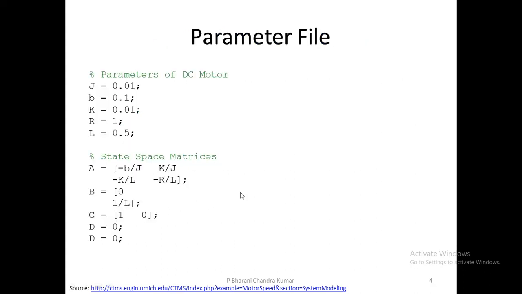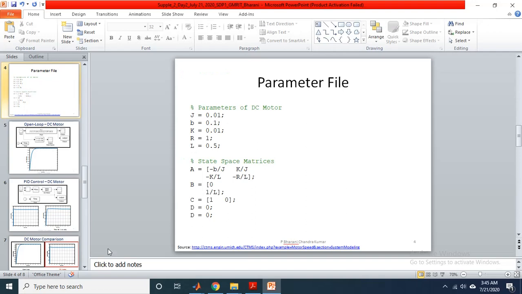First of all, we have to create the parameter file. The parameters have J, B, K, R, L. These are the plant parameters, and these are the state space matrices. D equal to 0 has been typed 2 times. You can delete one. If you are not deleting also, it is not going to change because D is 0 in both the cases.